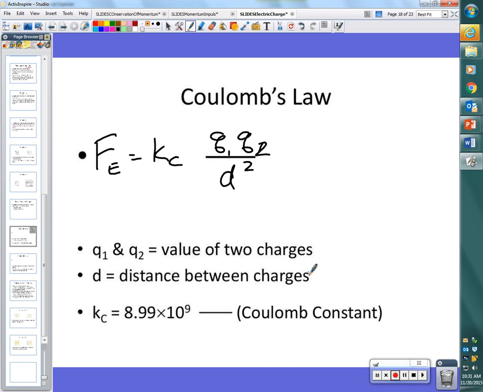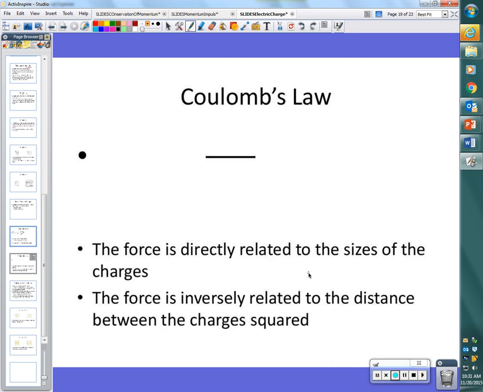What do we call that? What kind of relationship is that? One gets bigger, the other one gets bigger. What do we call that relationship? That is a direct relationship, right? One gets bigger, the other one gets bigger. So, force is directly related to the size of the charge.